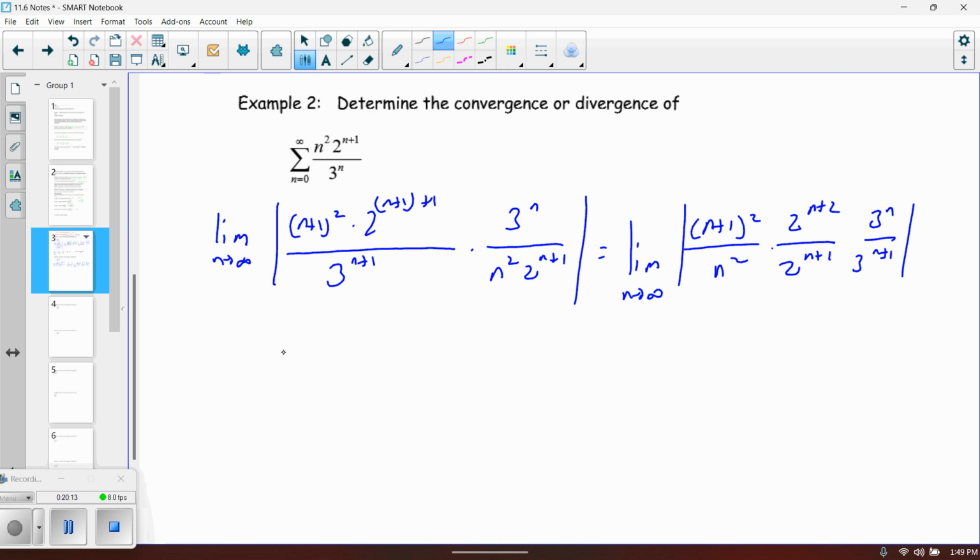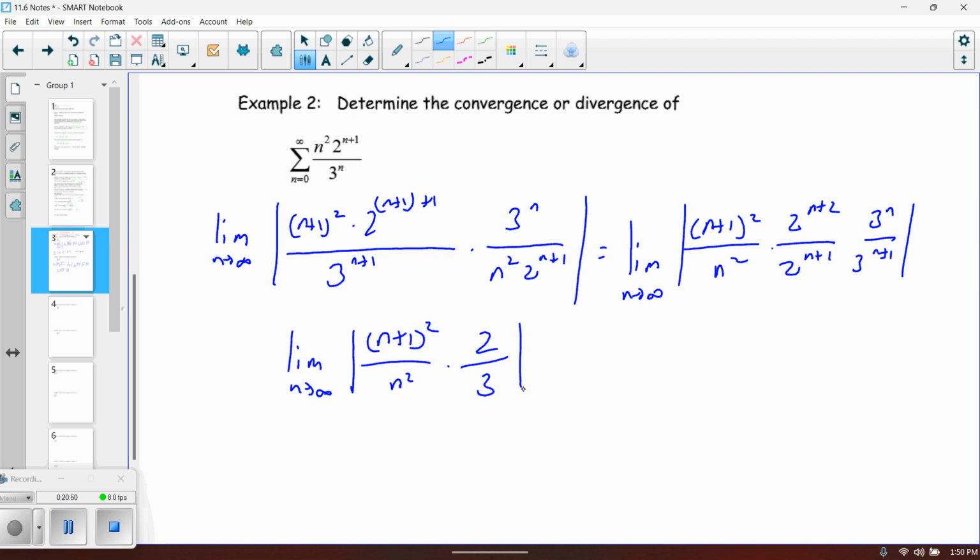So we're going to get a limit as n goes to infinity of the absolute value of n plus 1 squared over n squared. Again, that didn't change. And then the 2 to the n plus 2 over 2 to the n plus 1 is going to just leave you with a 2 to the first power. And then 3 to the n over 3 to the n plus 1, if you subtract the exponents, you'll get 3 to the negative 1. 3 to the negative 1 is the same thing as 3 in the denominator to the first power, so that becomes over 3.